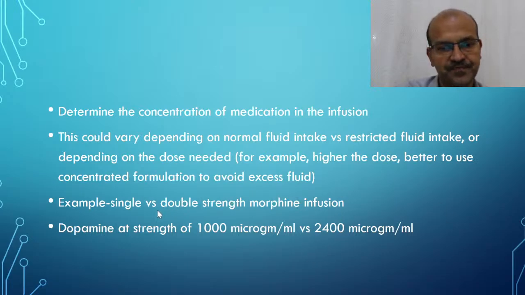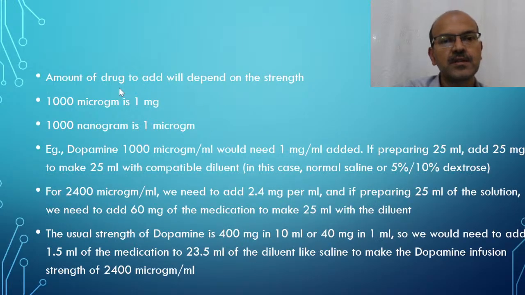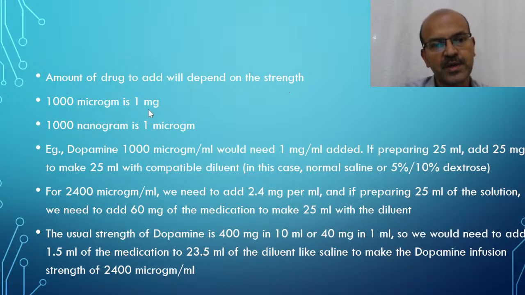So for dopamine, for example, usually it's at a strength of 1000 microgram per ml or 2400 microgram per ml, and most units settle with 2400 microgram per ml as a standard, unless you have a specific reason to use something else. So the amount of drug to add will depend on the strength, as we discussed. So 1000 microgram is 1 milligram, and if you're talking in terms of nanogram, 1000 nanogram is 1 microgram.